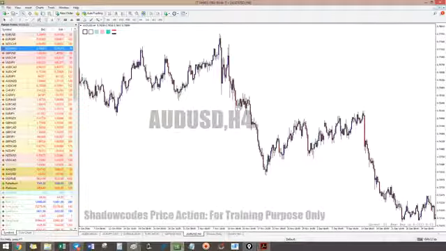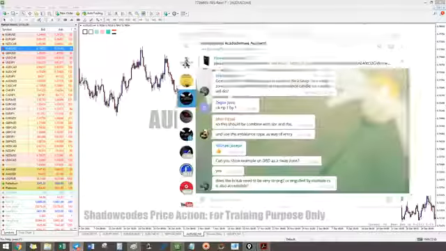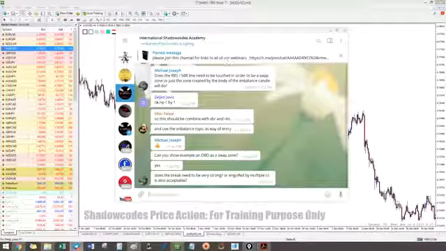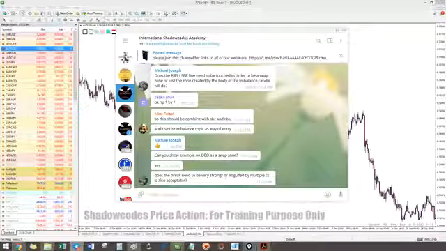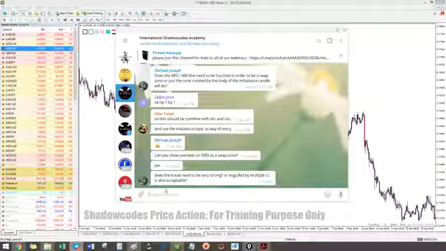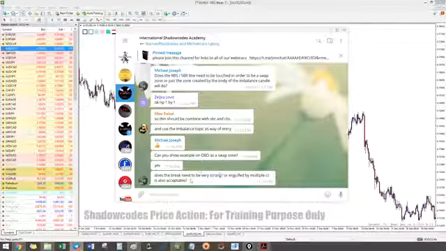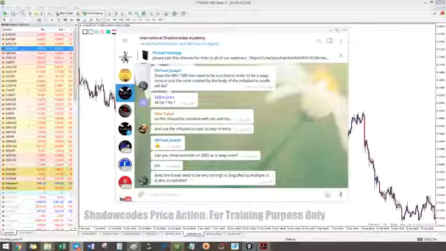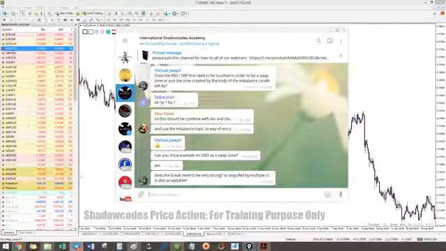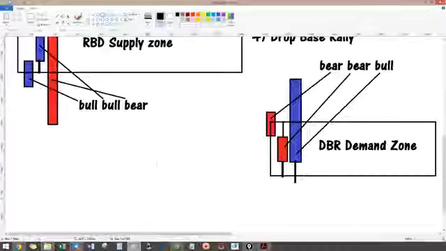Does the break need to be very strong or engulf or multiple candles acceptable? Look, this question is very good. Yes, you can, as long as it breaks. As long as it breaks, it will become a swap zone.